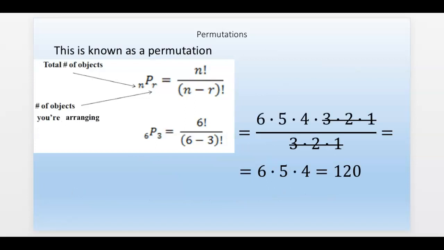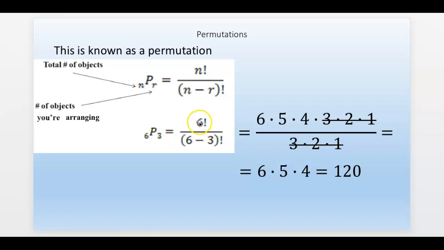This is known as a permutation, and this is how we write it. It's just a big P. The total number of objects that we're selecting from is the n. That's the larger number. And then a subset of that number, the r, is what we're arranging. And we're arranging r from a set of n numbers. As an example here, 6P3. That means from 6, arrange 3. How many ways can we do it?